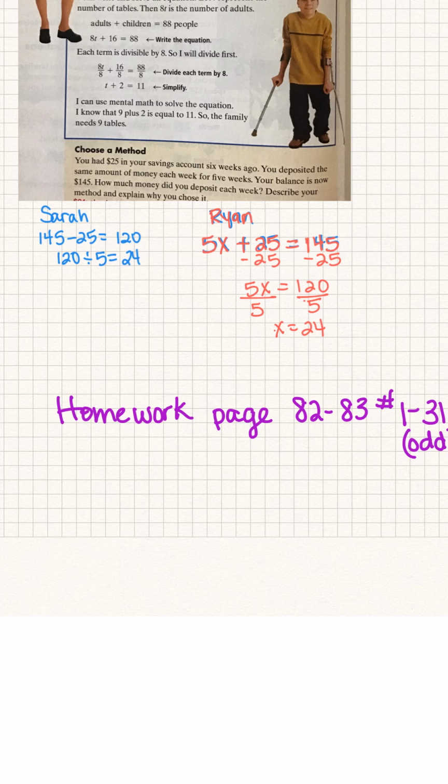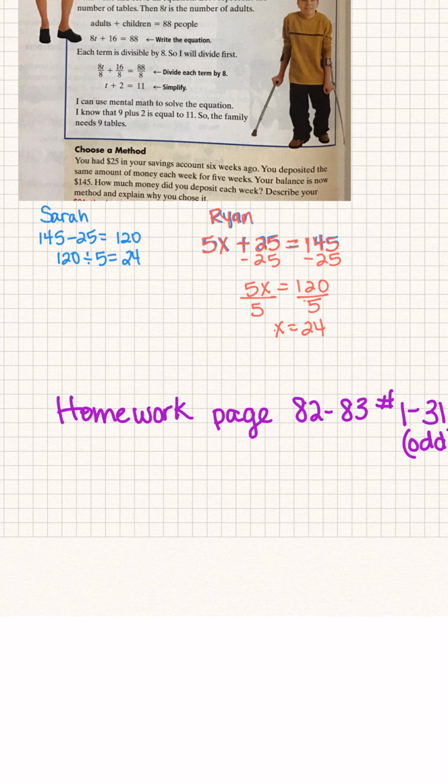So here are the 2 different ways you may have solved it. Sarah could have thought, I have $145 now. I started with 25. Take that away. That means I have 120. I know that 120 divided by 5 is 24. She used more number sense. Ryan, however, if you use that way, you may have put together an equation. Either way is correct, so it just depends on what way your brain works best.